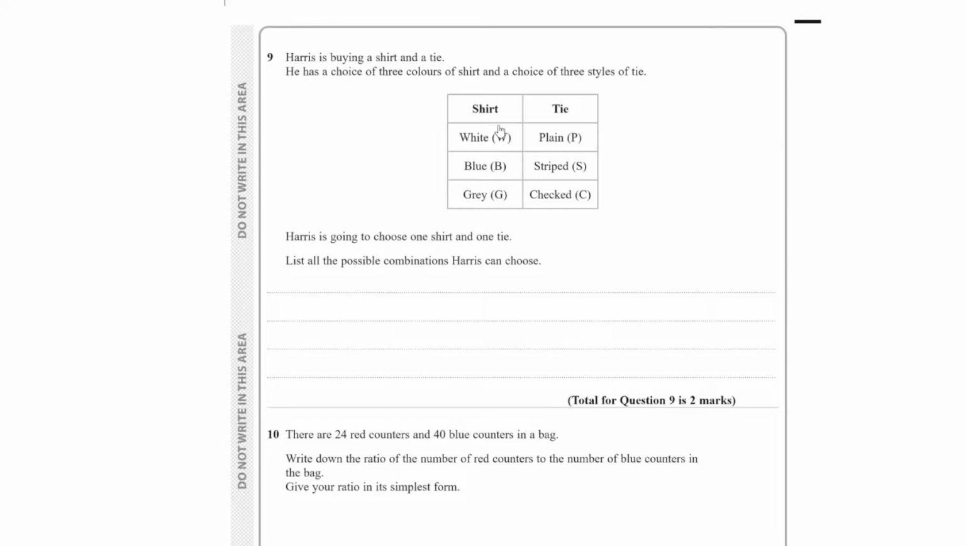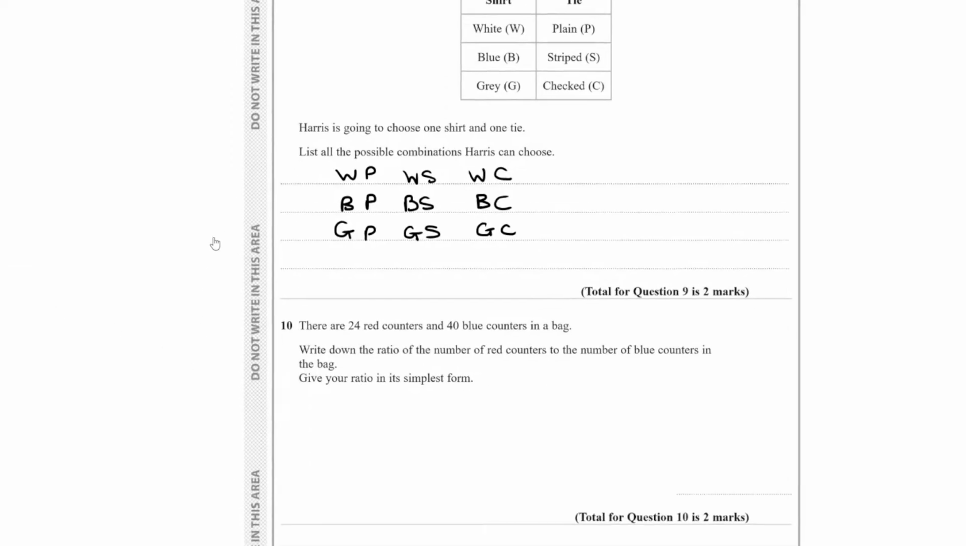So listing them, I think we're just going to use obviously the initials that they've given us. So it could be a white shirt and a plain tie. I would go through with white first and all 3 of these. White shirt, striped tie, white shirt, checked tie. And then move on from white. We can then do blue. Blue plain, blue striped, blue checked, you get the point. And then move on to grey, grey plain, grey striped, grey checked. So you should have 9 options, 9 different combinations, okay? And that's 2 marks.